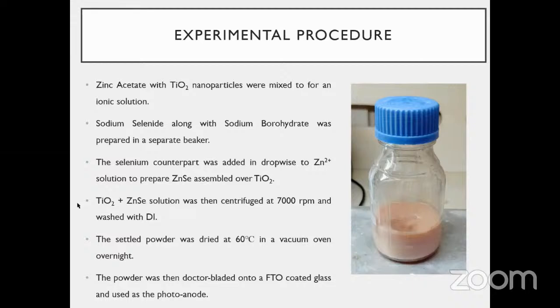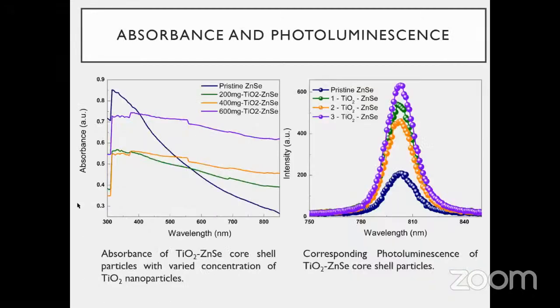So that formed TiO2 covered with zinc selenide, and we centrifuged the solution to obtain a precipitate. Once the powder had settled, we dried it at 60 degrees Celsius in vacuum conditions to obtain the zinc selenide TiO2 core-shell particles. Once the powder is obtained, we doctor bladed it onto an FTO glass, and we use that as a photoanode material.